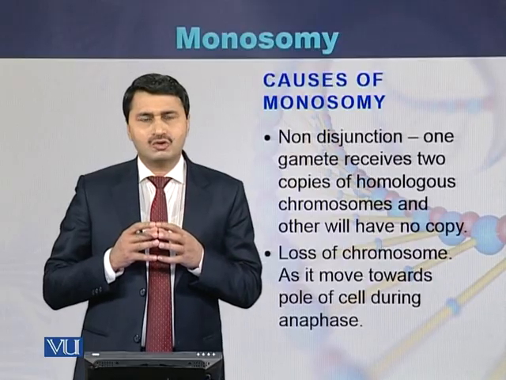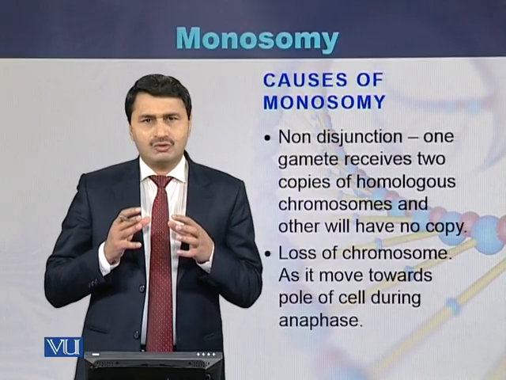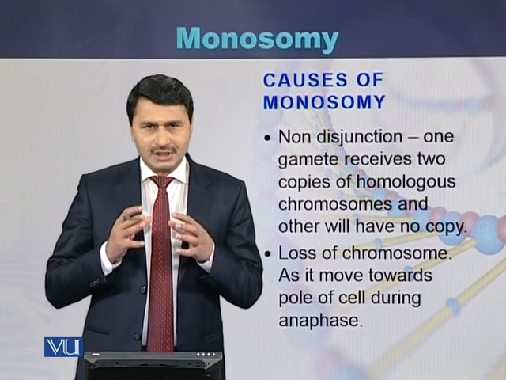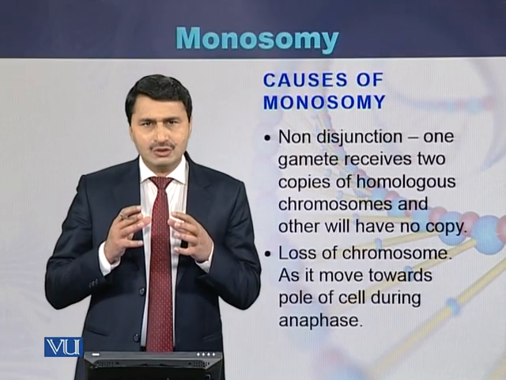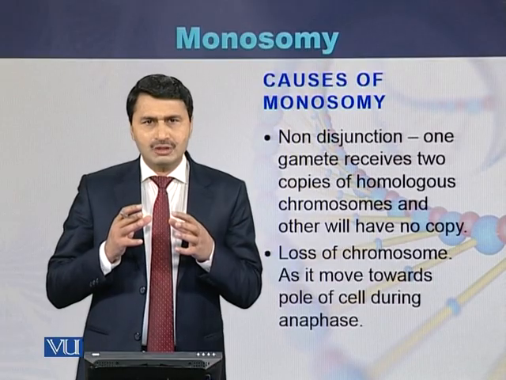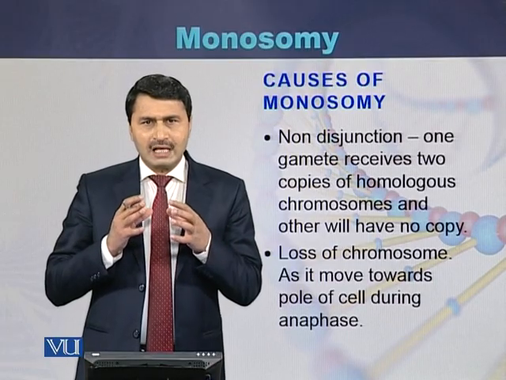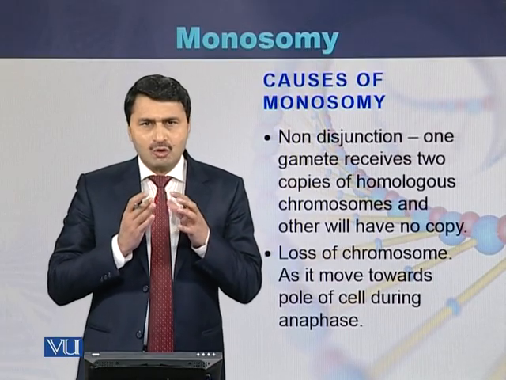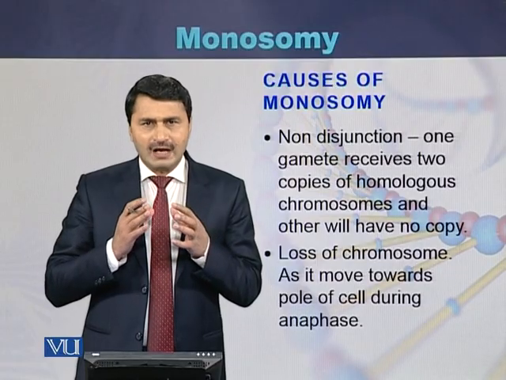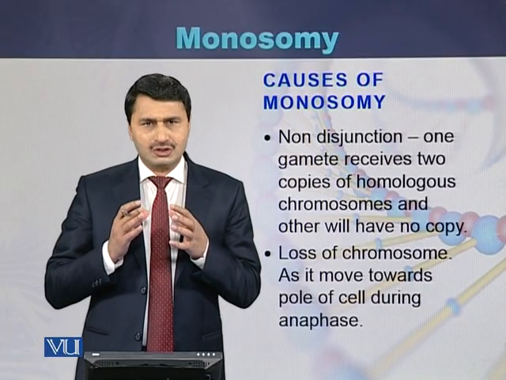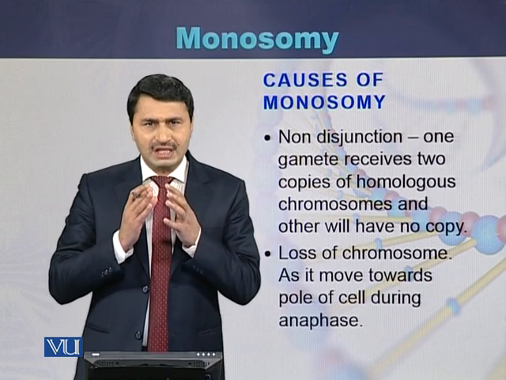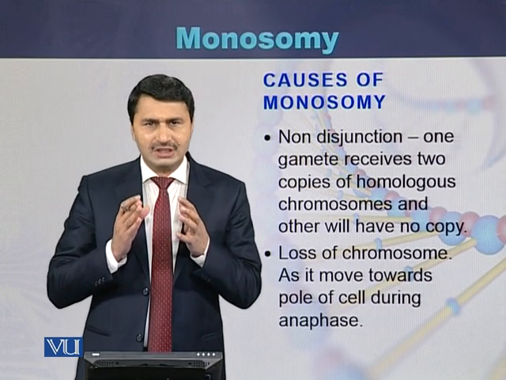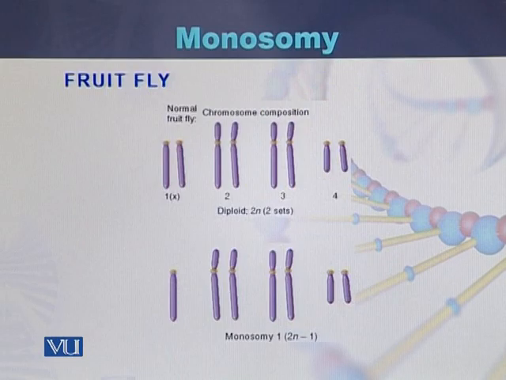Causes of monosomy. Causes of monosomy are non-disjunction during meiosis 1 as well as during meiosis 2. During meiosis 1, both the homologous chromosomes go into one cell, while in case of meiosis 2, the sister chromatids fail to separate from each other.